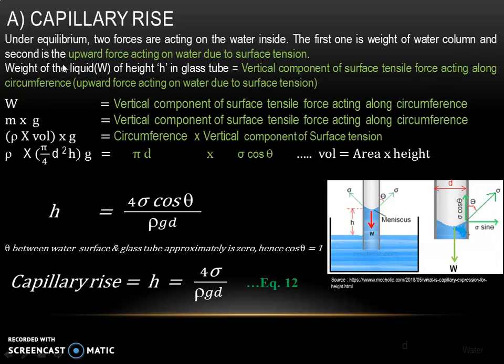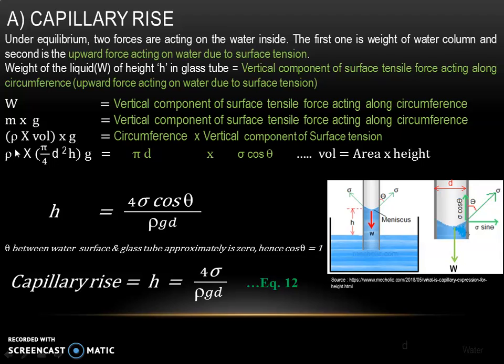We will equate the weight of liquid to the vertical component of the surface tensile force as it has been mentioned. So we will write W as it is, and the vertical component of the surface tensile force acting along the circumference. We will find out the expression for this later on. W is the weight of the liquid, which is nothing but mass into acceleration due to gravity. We will write mass in terms of density. As we know, density is equal to mass by volume, so mass will be density into volume, and g we will write as it is.